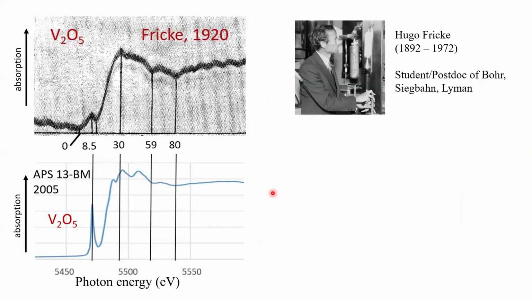A few years later, Hugo Fricke, who was closely related with Bohr and Lyman and Siegbahn, was measuring transmission through V2O5, and he saw fine structure. He saw wiggles, and he was convinced they were true, even though you might say they're kind of at the limit of the systematic error. And you can see here what the correspondence is with modern data, and it's not bad. Both of these minima are real. This small maximum is real. This pre-edge feature is real.